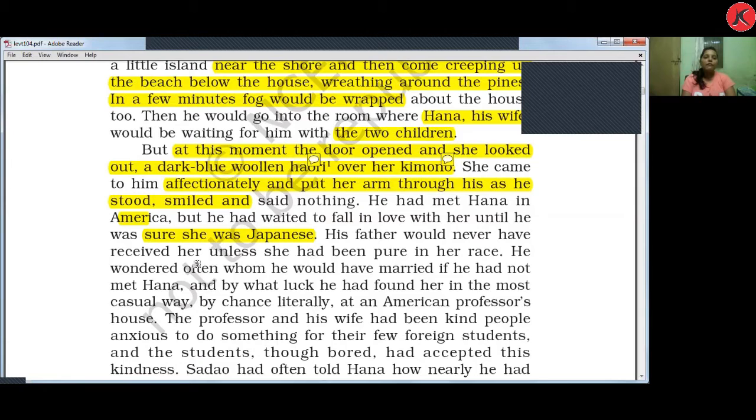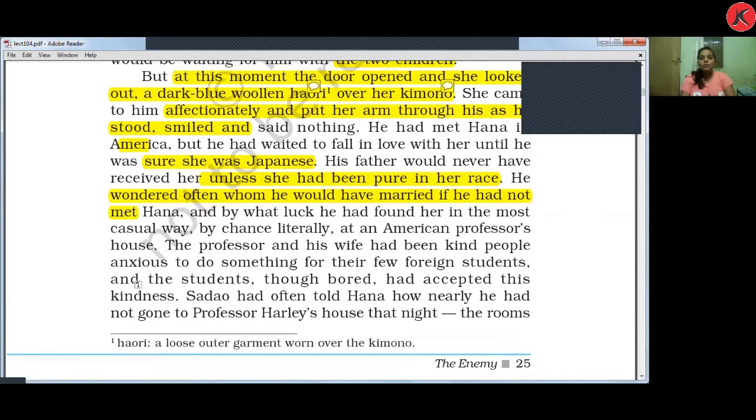His father would never have received her unless she had been pure in her race. Right here, the writer is talking about the racism that he knew of. The doctor knew that his father would not allow him to marry an American, who is their enemy. He wondered often whom he would have married if he had not met Hannah. Sometimes he was wondering, if he hadn't met Hannah, then whom he would have married, because he was thinking that Hannah is the perfect match for him.